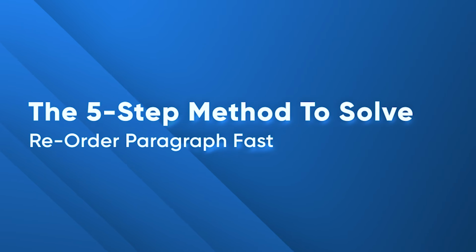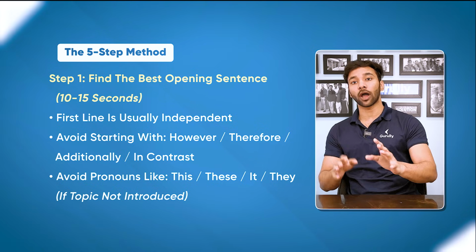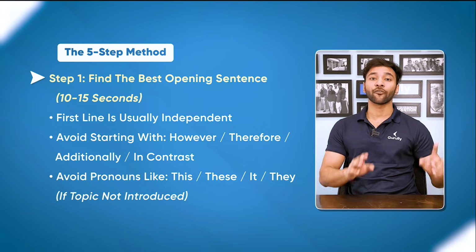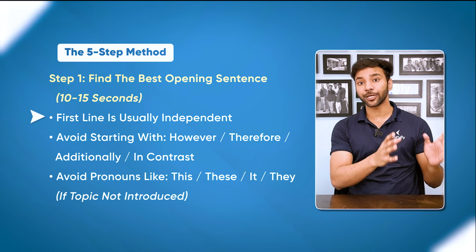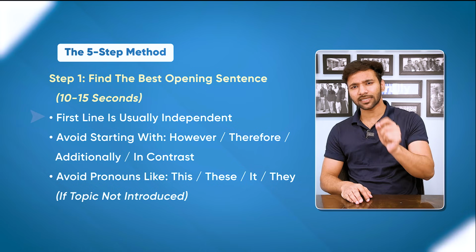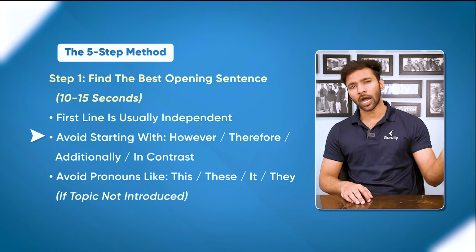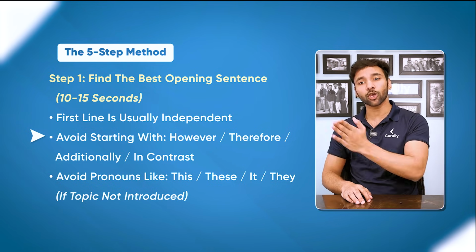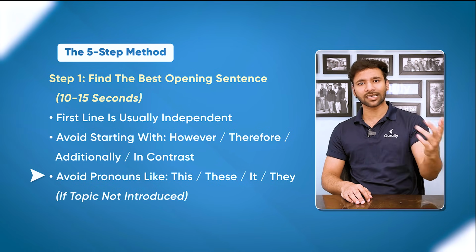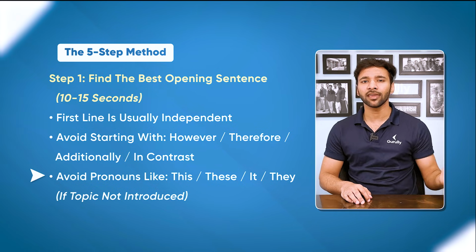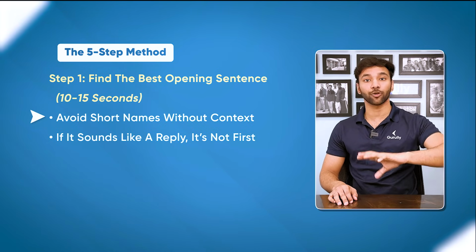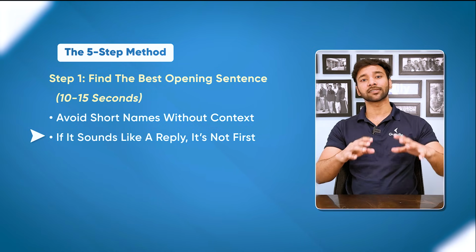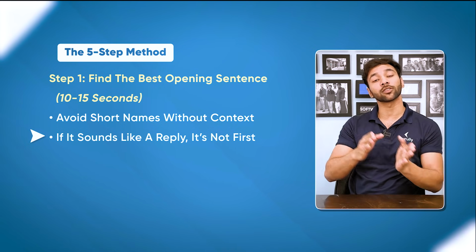The 5-step method to solve reorder paragraph fast. Now let's get practical. Here is the exact flow I want you to follow. Step 1. Find the best opening sentence. The first sentence usually feels independent. It introduces the topic clearly and these sentences almost never start with however, therefore, additionally, in contrast and pronouns like this, these, it, they, unless the reference is already introduced. Also a short name without introduction. So if a sentence sounds like it's replying to something, it's probably not the first one.